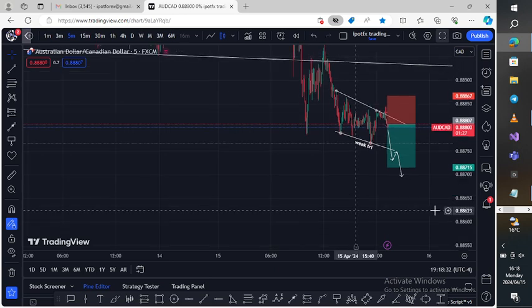Let me see, what time is it? Yep, the time is right. Let me also send this signal into the VIP group as well. Just currently wait. So AUDCAD setup is coming.